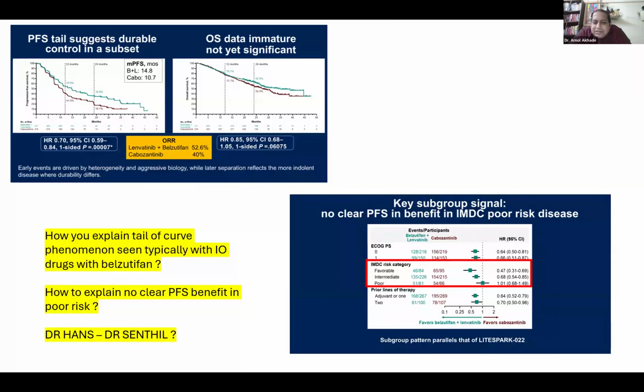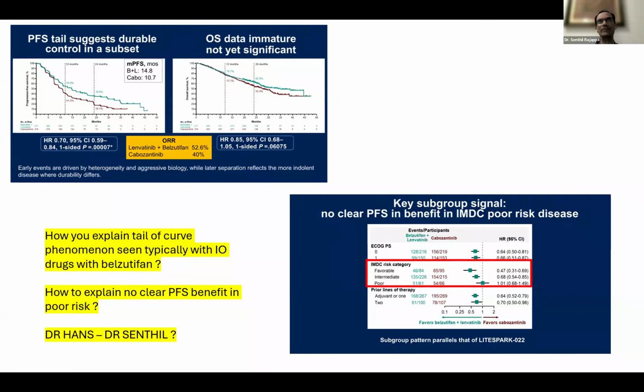Dr. Senthil, your thoughts on the poor risk subset, or would you not read too much into it? I would not read too much into it, Amol, because the numbers are too little. So I would not really read too much into that subset analysis. And I don't think you can biologically substantiate it unless you say that generally, as we believe, good risk patients are VEGF driven, so belzutifan is working well there. The poor risk patients are less likely to be VEGF driven, so belzutifan is working less in those patients. But with these numbers, I don't think we should give too much credence to that.